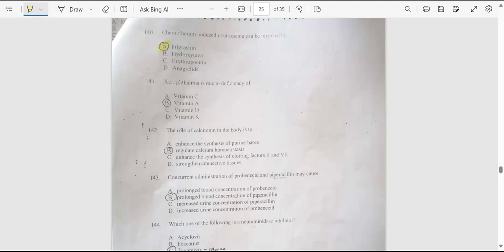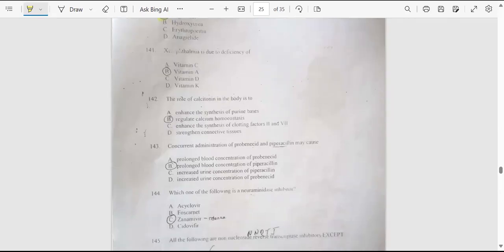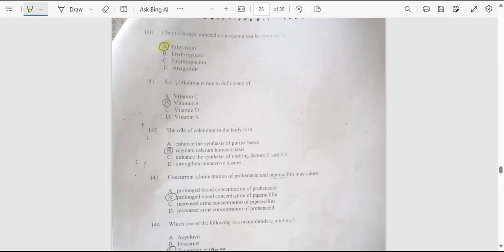I know it's a growth factor, so it helps with the maturation and the activation of those cells, the neutrophils. Then what is this?